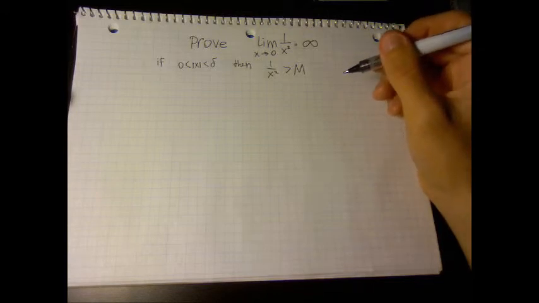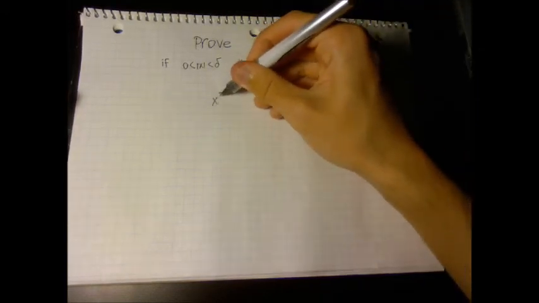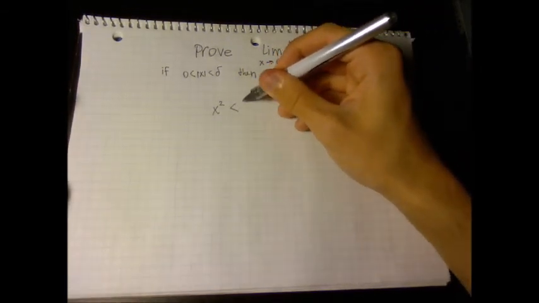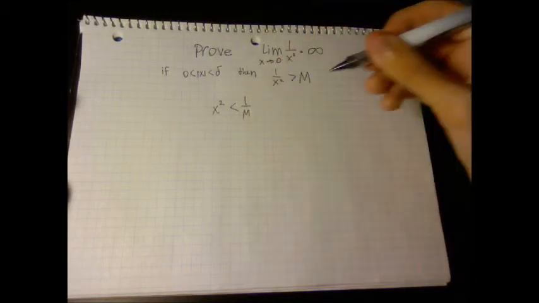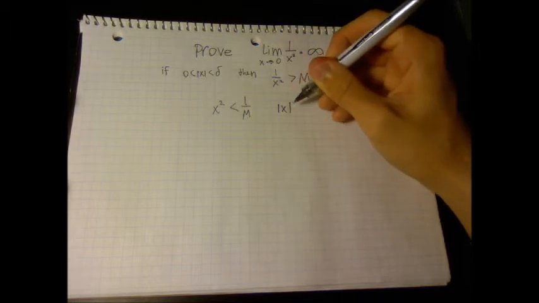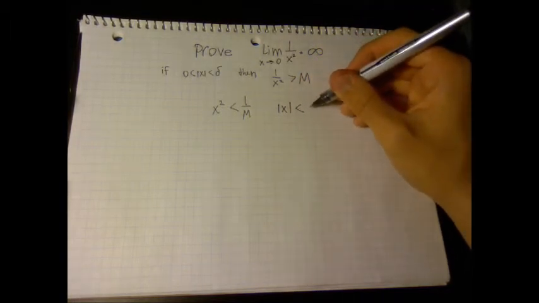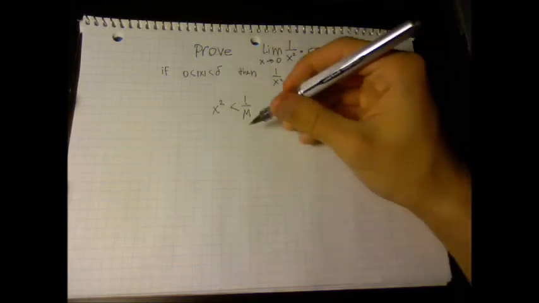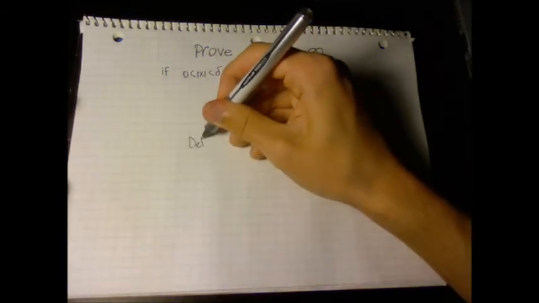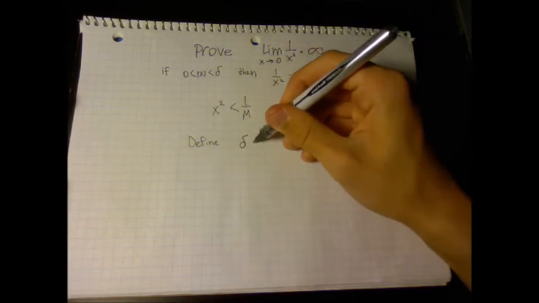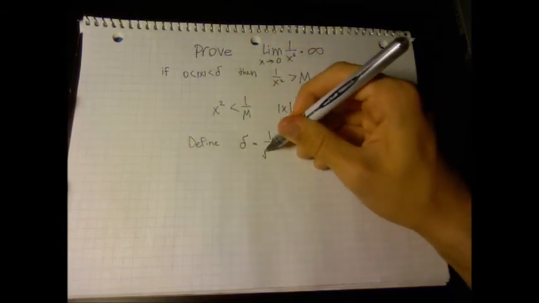Now our task is to define delta in terms of m. Simple manipulations with the second inequality that we have to prove will give us the following results. Then taking the square root of both sides will result in the absolute value of x being less than 1 over square root m, which gives us a perfect definition for delta. In this case, we can define delta as being 1 over square root m.